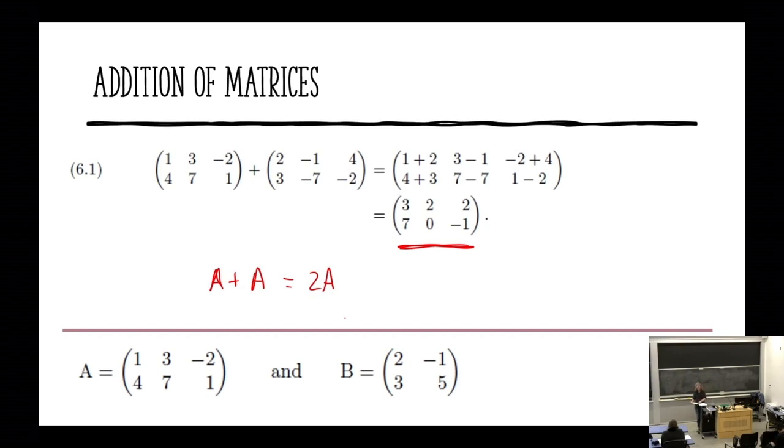All right, so what about if we have 2 matrices that don't have the same dimensions? So like A and B here. What happens then? Can we add them? We can't add them. So we say that the sum is undefined or meaningless.